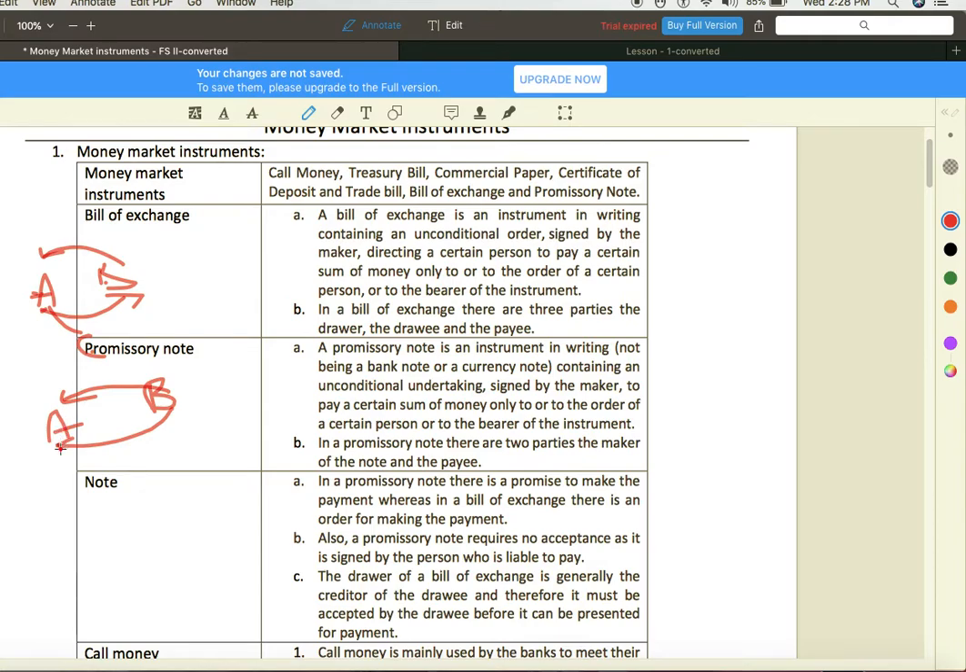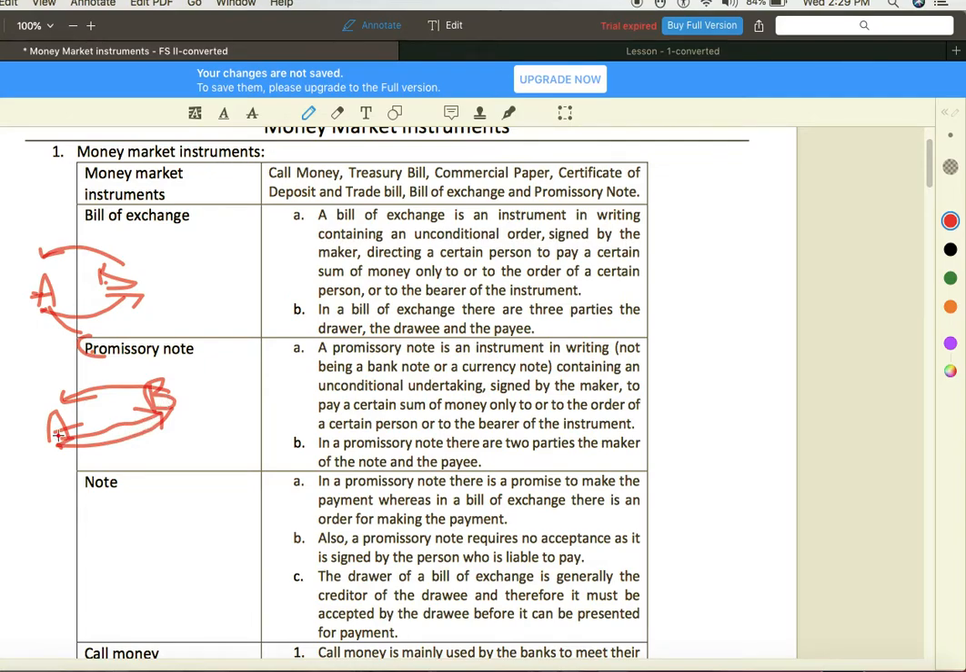So who will draw this? Who will draw this carefully? A draws the promissory note. He is the maker of the note, on which he mentions very clearly, I so and so have to pay so and so amount to so and so person. So it will be given back to B. So A is a maker, B is a payee. I repeat, A is a maker, B is a payee. That means payee is the person to whom payment is to be made.